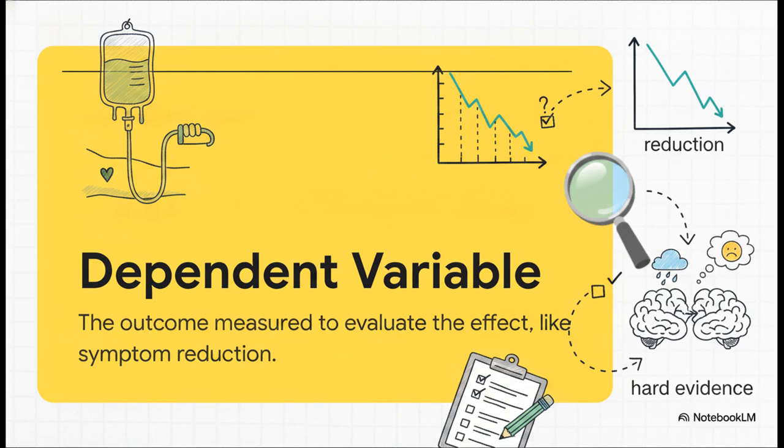If the IV is the cause, the dependent variable, or DV, is the effect. This is the hard evidence. For our sleep study, the DV wouldn't just be casually asking a patient, hey, do you feel better? It would be the measurable, quantifiable number of hours the patient actually slept. We're looking to see exactly how manipulating the independent variable changes the dependent variable.